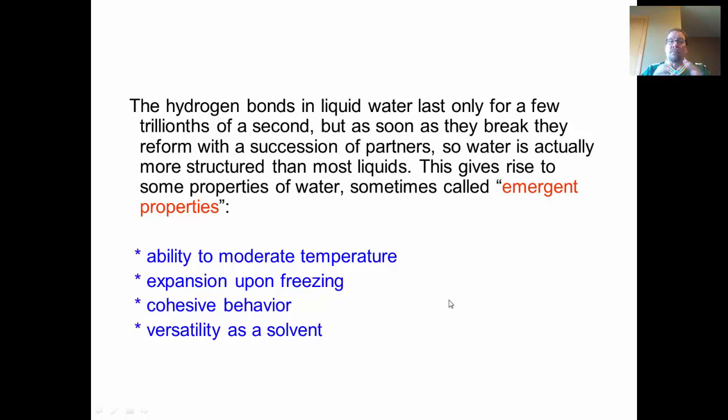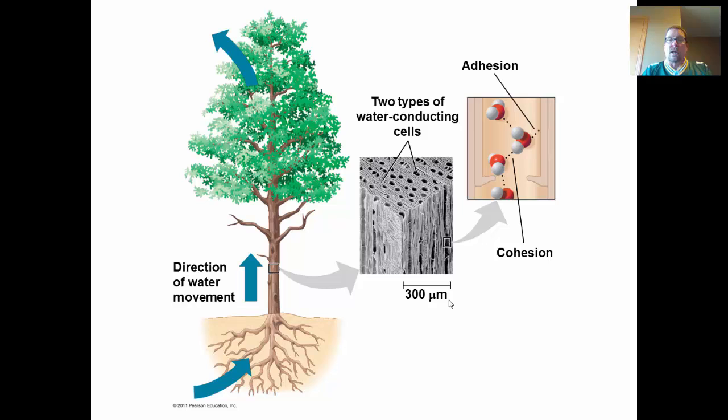And here you see them: the ability to moderate temperature, the expansion, the cohesive behavior, and then, as you know from chemistry, its versatility as a solvent. These give it those properties that really allow life to survive on our planet. Okay, and here we're looking at the cohesive properties.